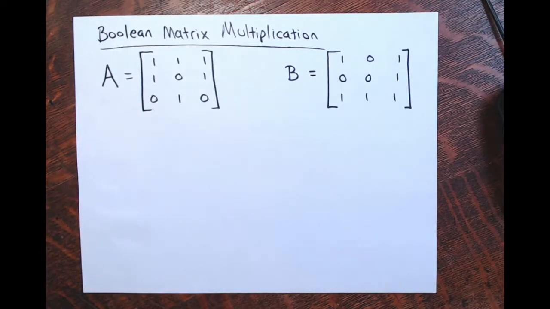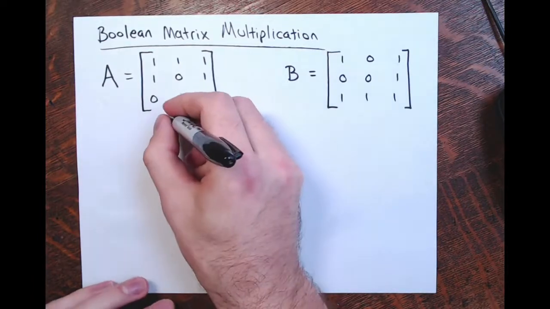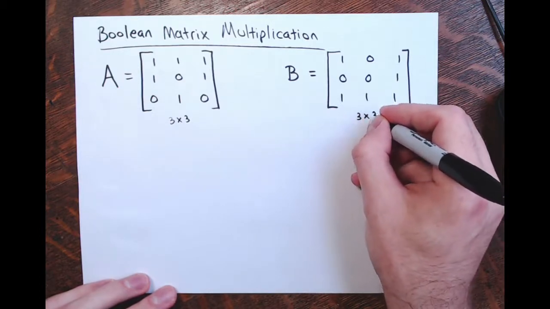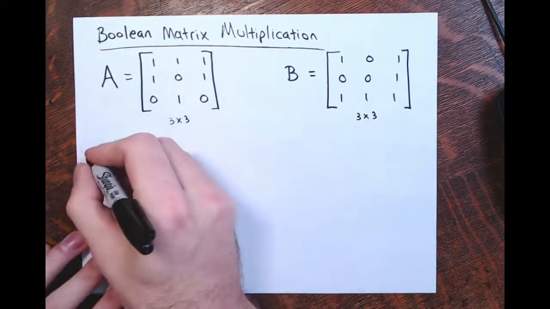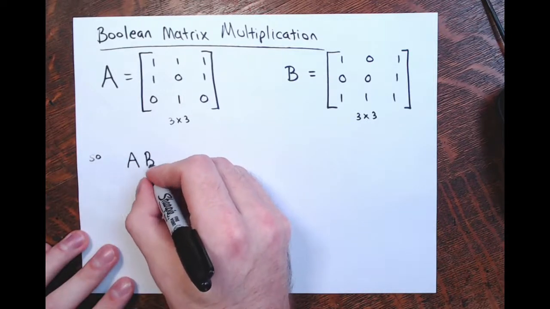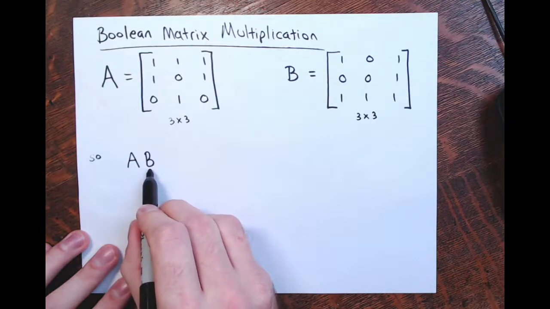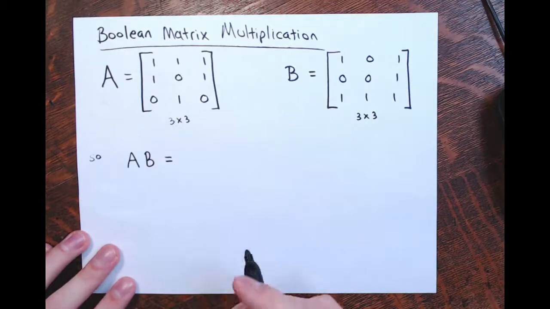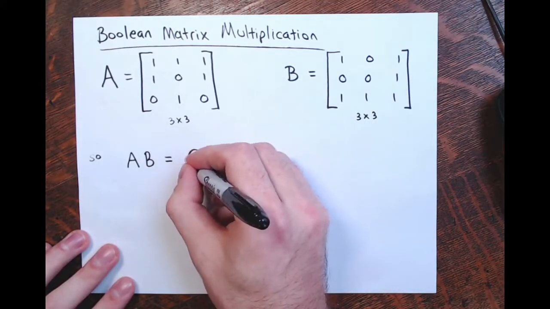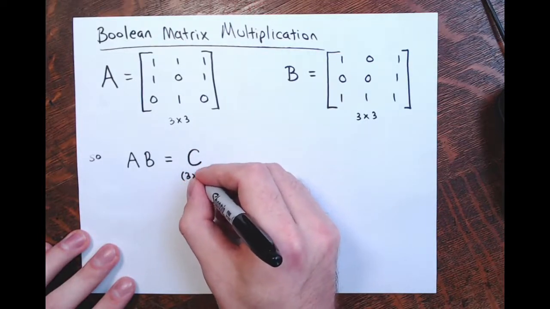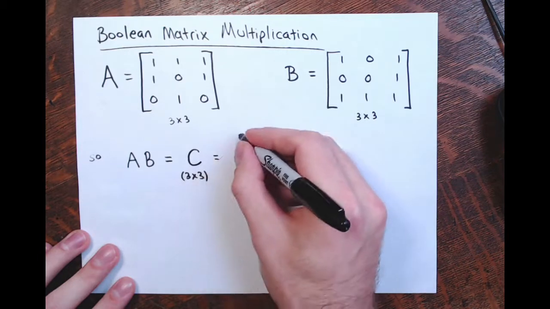All right. So for example, I've written down the two matrices from the activity. All right, they're both 3 by 3 matrices, right? 3 rows, 3 columns. So when I multiply them, I can actually multiply them, right? A 3 by 3 times a 3 by 3 will be another 3 by 3. So let's say A times B is equal to C. All right, and this is going to be another 3 by 3 matrix. So it's going to have 9 entries.